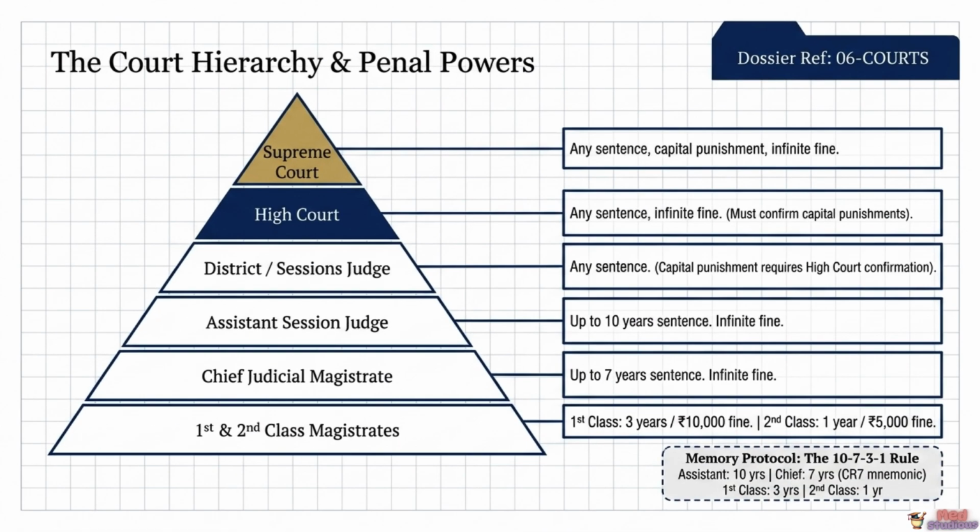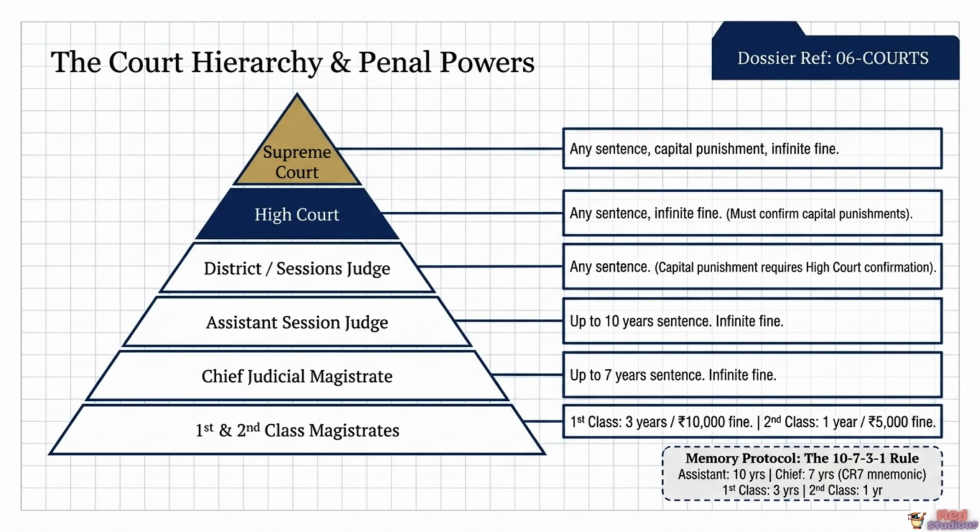Every doctor who enters a courtroom as a witness must understand the hierarchy of courts and the sentencing powers each one holds. This is clinically relevant because it determines the gravity of the case you are involved in and the level of authority you are testifying before. At the base of the pyramid sit the first and second-class magistrates. A first-class magistrate can sentence up to 3 years imprisonment and impose a fine of up to 10,000 rupees. A second-class magistrate is limited to 1 year imprisonment and a 5,000 rupee fine.